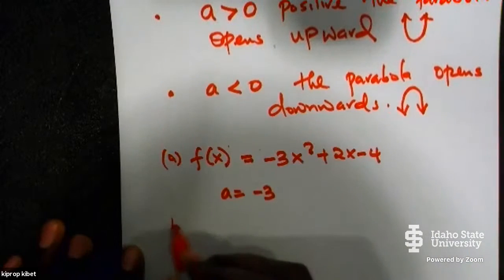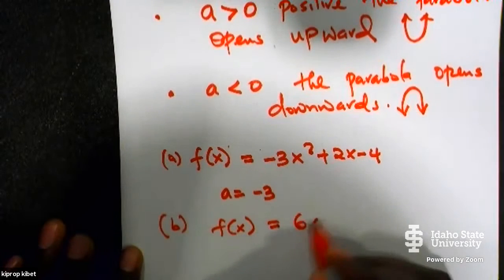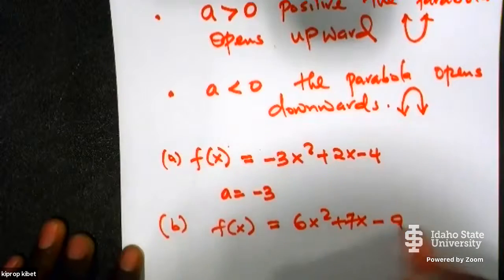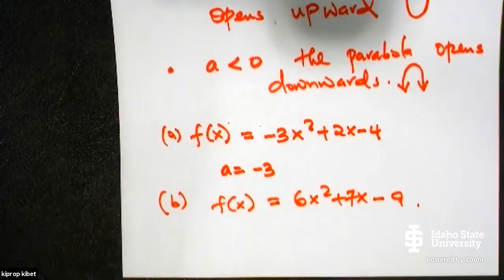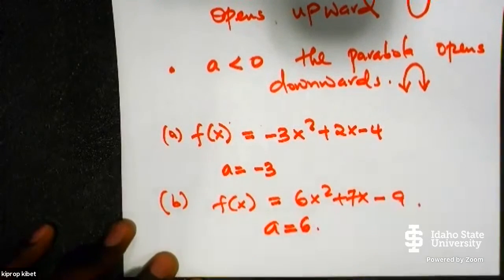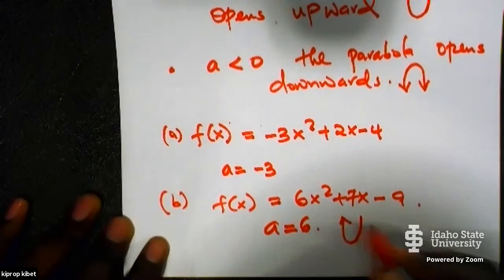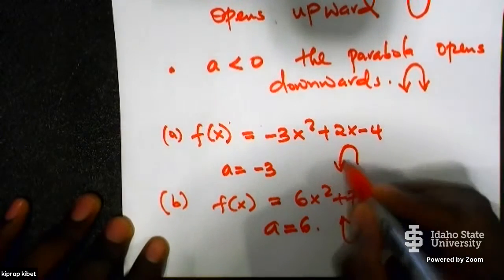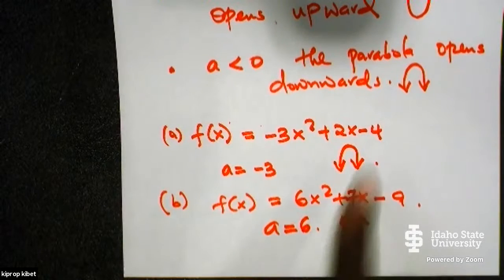Now, if the function is f of x equals 6x squared plus 7x minus 9, then A is equal to what? A equals 6. So what will happen? It will go which way? Upwards, right? So it will form like that. So that is the shape of our graph.